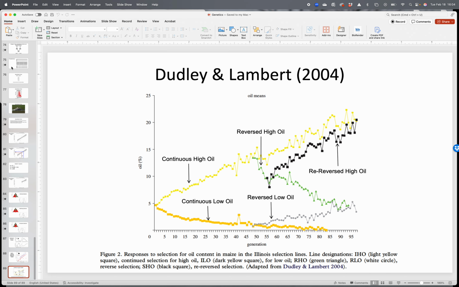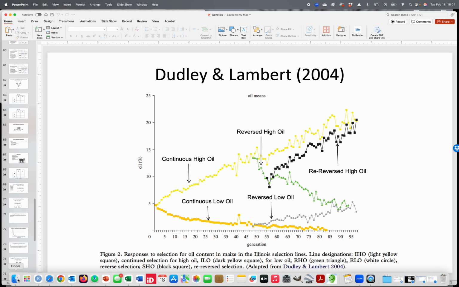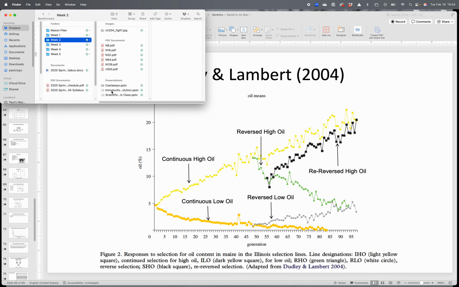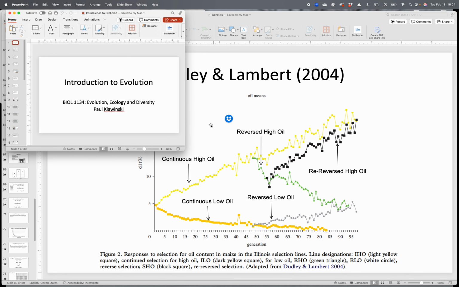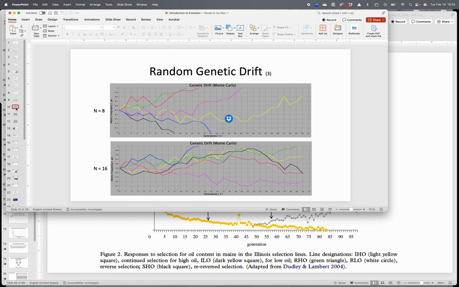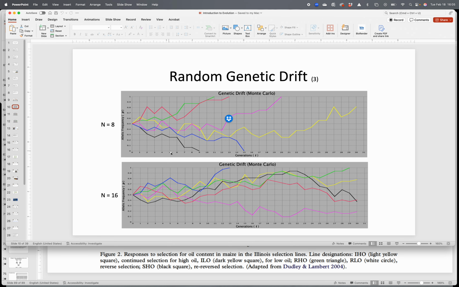I'm going to go back and pull up a slide from when we were talking about the four forces of evolution, or the five forces of evolutionary change. And I want you to remind yourselves of what genetic drift does to populations. Remember, I showed you a series of simulations of populations drifting around as a result of random genetic drift.